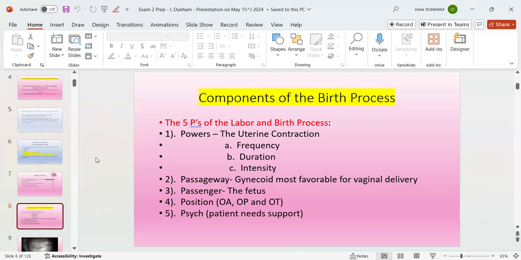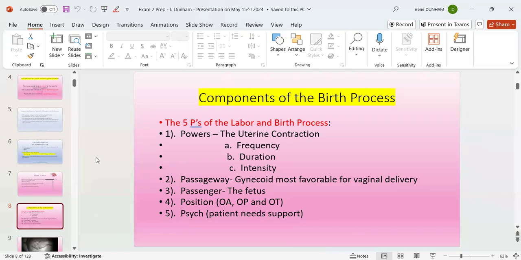So the passageway is one of the P's. The passenger would be the baby or the fetus. Then you've got the position. So I know you talked about position such as occipital anterior, which is OA. That's the best. Touch the back of your head. See how I'm touching the back of my head? Now the back of the baby's head is tucked down and facing the mom's front. So now the head is nicely tucked down. Perfect. He can make his way down that passageway.